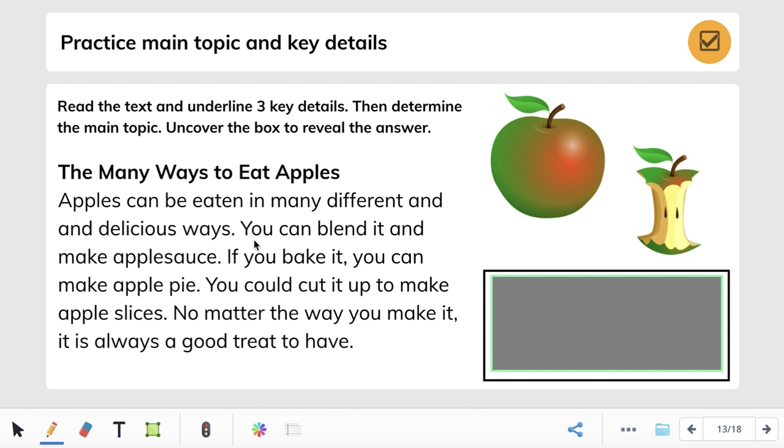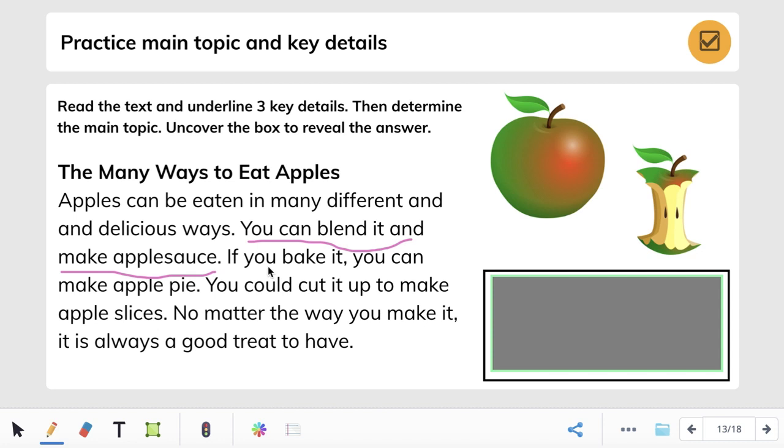Okay, next sentence. My turn. You can blend it and make applesauce. Your turn. Is that a key detail? Yes, it is. That tells us one way we can eat apples, just like the title says.